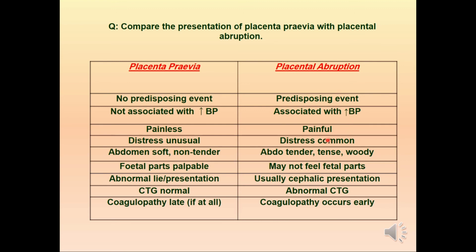In previa the abdomen is soft and non-tender, while in abruption it is tender, tense, woody. In previa the fetal parts are palpable, while in abruption you may not feel the fetal parts. In previa there is abnormal lie or presentation, while in abruption usually cephalic presentation. In previa the CTG is normal, while in abruption the CTG is abnormal. In previa coagulopathy is late, while in abruption coagulopathy occurs early.